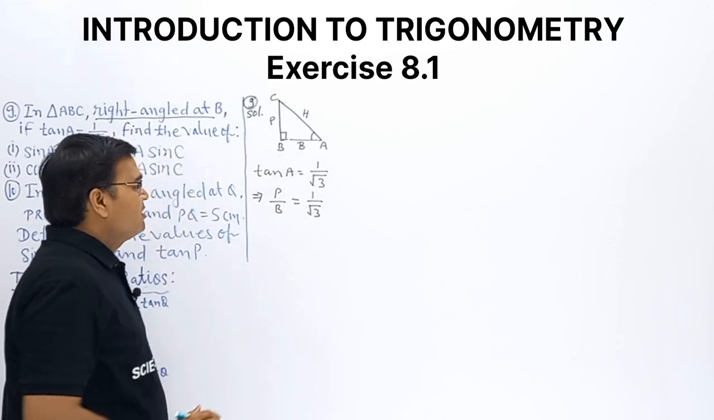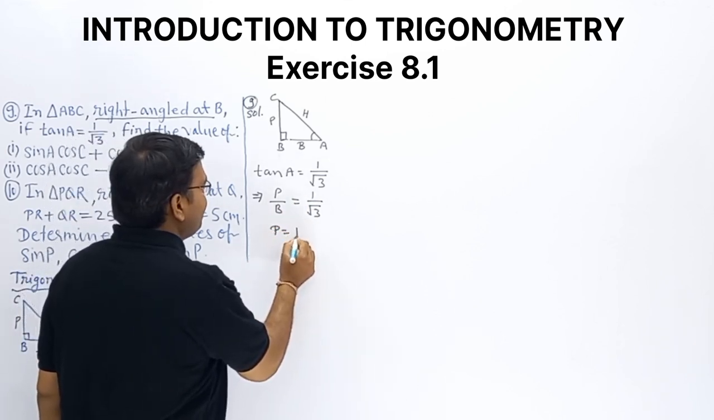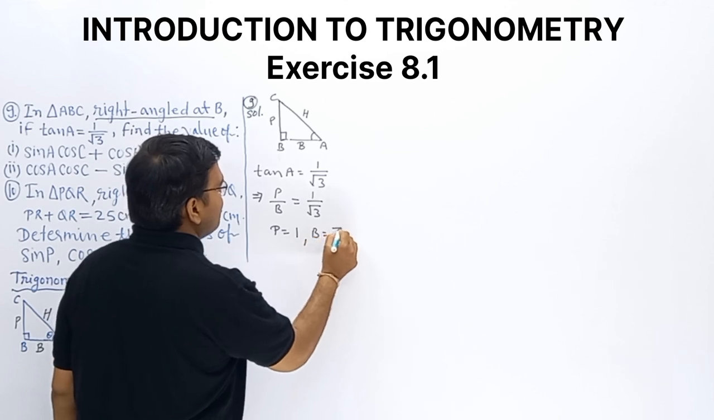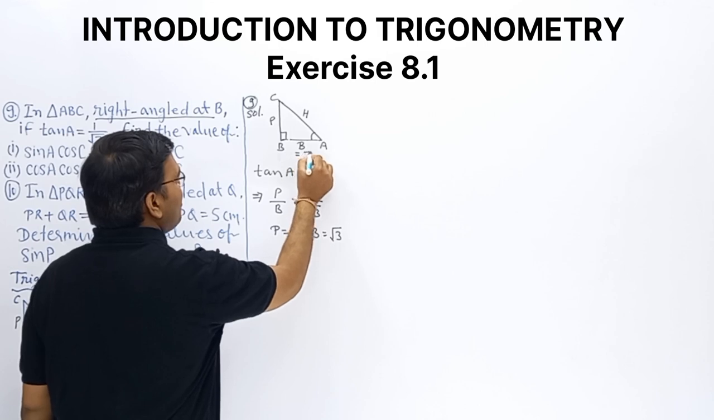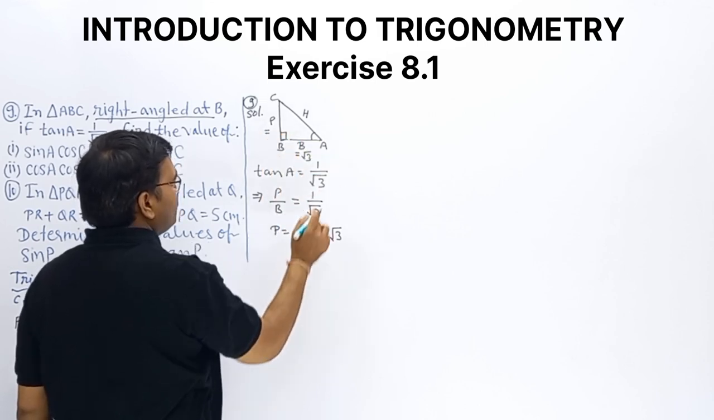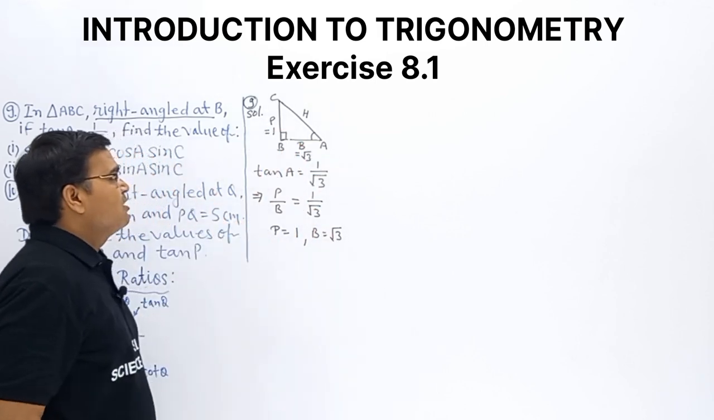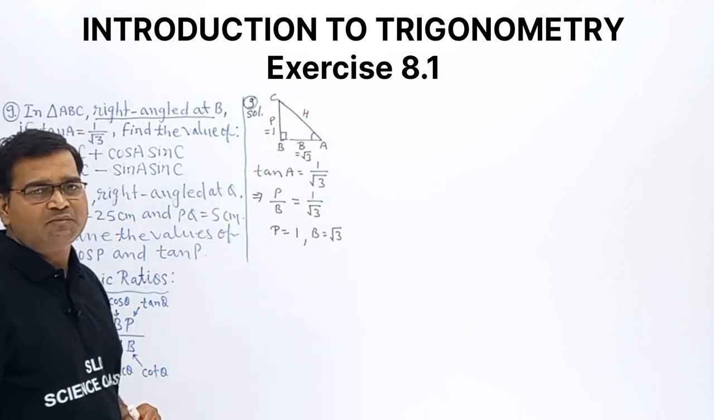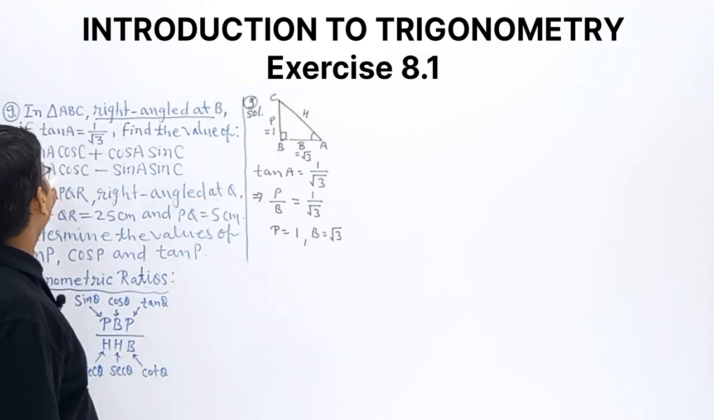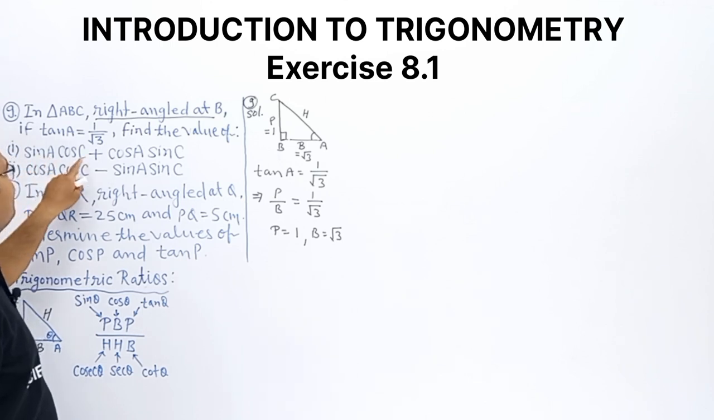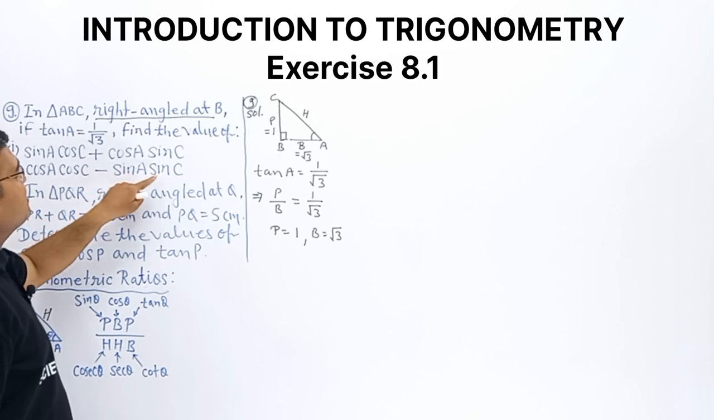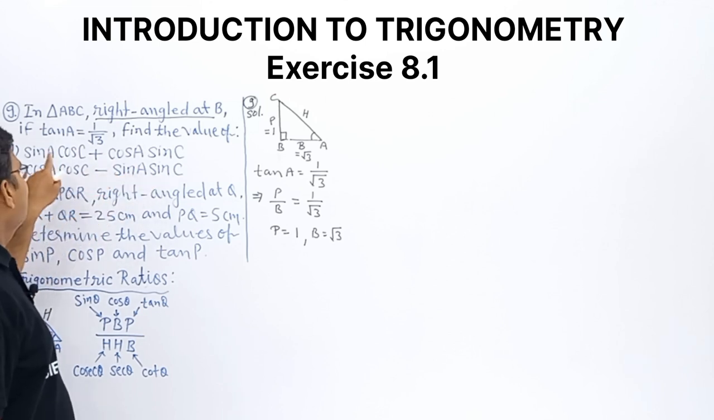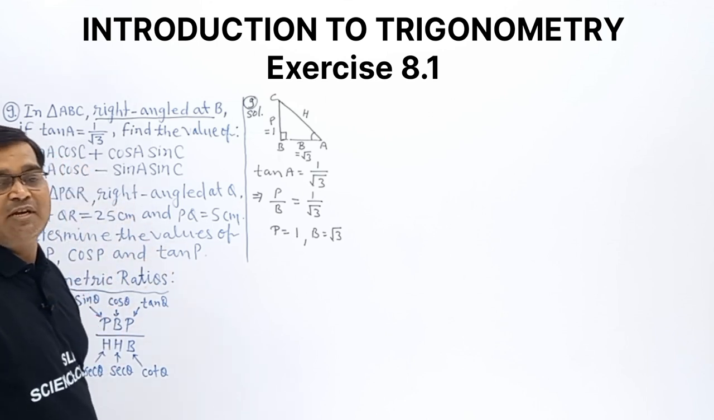When we compare, we get P equal to 1 and B equal to square root of 3. Now we want H. Why are we finding H? Because we want the value of sin A cos C plus cos A sin C, and cos A cos C minus sin A sin C. It means we want to find sin and cos. These trigonometry ratios we want.